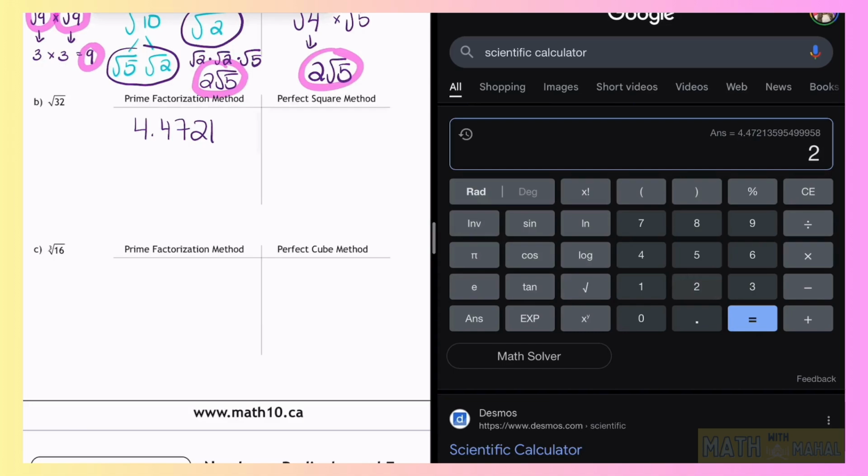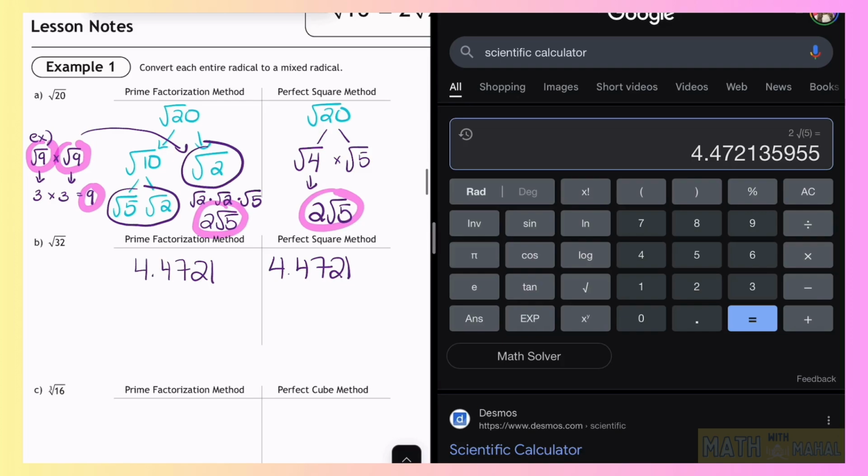Now let's say I type in my value of my mixed radical. So 2 root 5. Well, just as we predicted, or maybe we didn't predict, but as we can see here, it's the exact same value. So when we're converting between our square roots and our mixed radical, or our mixed and entire radical, the value should always be the same.